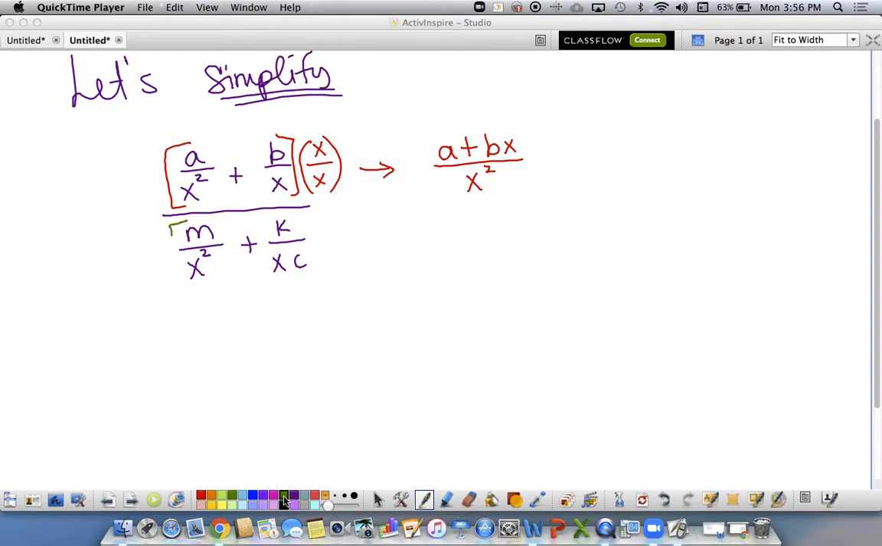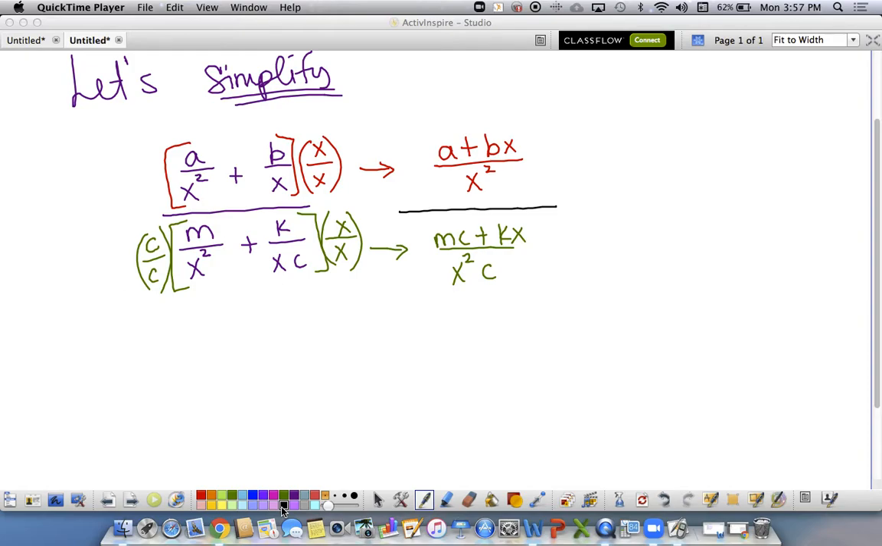What about the bottom? This time I have an x squared and an xc. So I need the x squared, but I also need the c. So I'm going to have to multiply the left one by a c, so I would have an x squared c. And the right, I need another x to have an x squared c. Okay? So here we go. The bottom. It's going to look like my denominator is going to be x squared c, and my top is going to be mc plus kx. And then I've got this division line in between them. Okay, so I've got simplified fractions on the top and the bottom with common denominators.